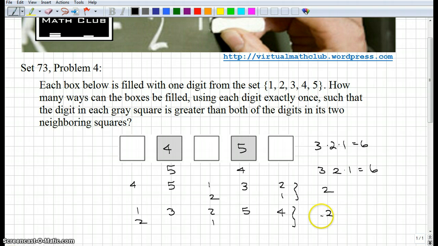Okay? So, anything else? I think that's all the cases. So we have a total now of 12 plus 4, which is 16. So that's our answer. There are 16 ways to arrange the digits such that the digits in the gray boxes are greater than the digits in the neighboring boxes. Okay? So there you go.